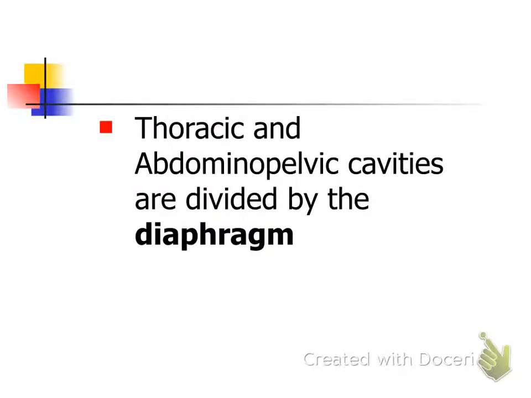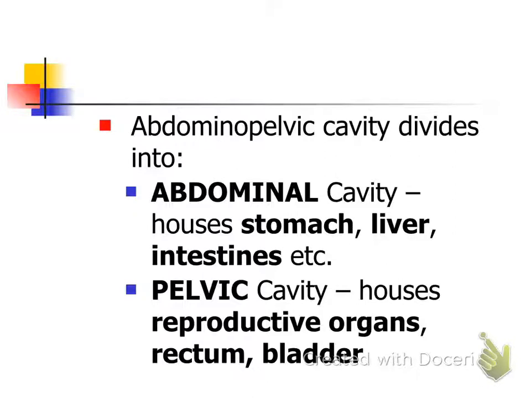There is a wall separating the thoracic and abdominal pelvic cavity, and that wall is called the diaphragm. The abdominal pelvic cavity is further divided into the abdominal and the pelvic cavity. The abdominal cavity houses the majority of the digestive organs like the stomach, liver, and the intestines, and also some of the urinary organs like the kidneys. The pelvic cavity houses the reproductive organs, some of the digestive organs like the rectum, and some of the urinary organs like the bladder and the ureter.